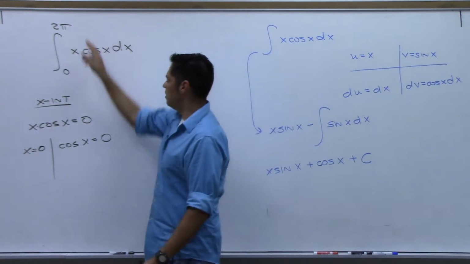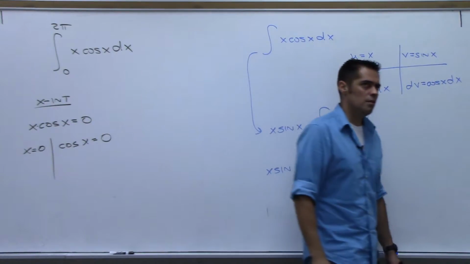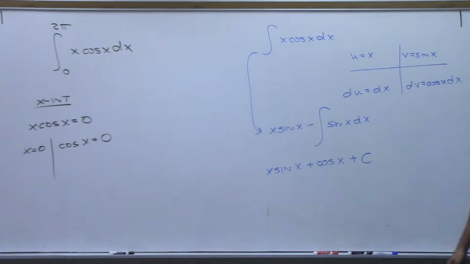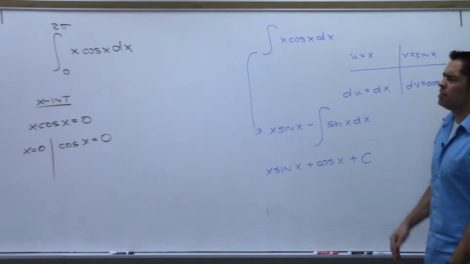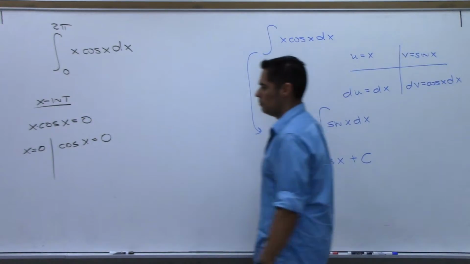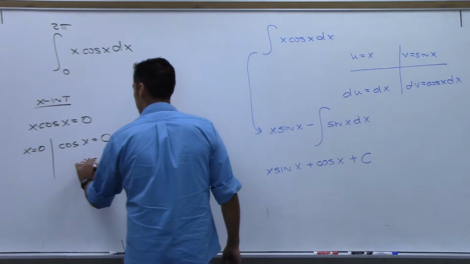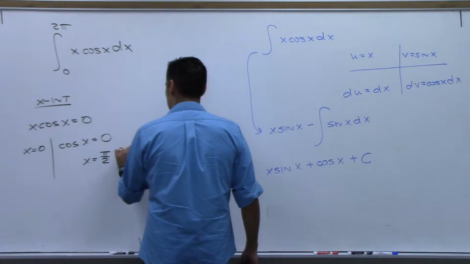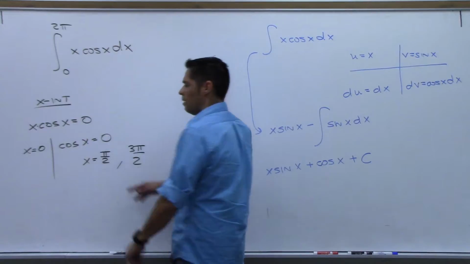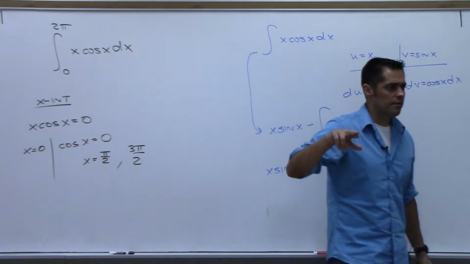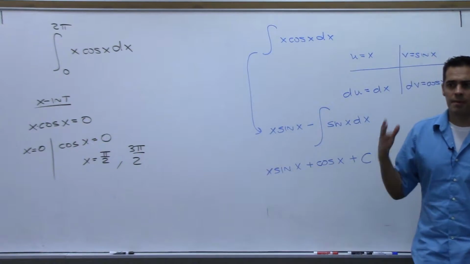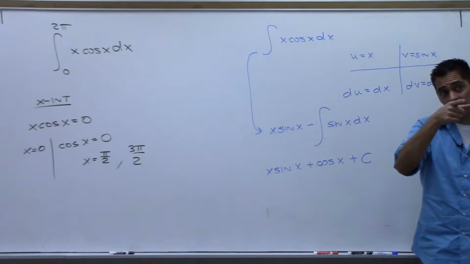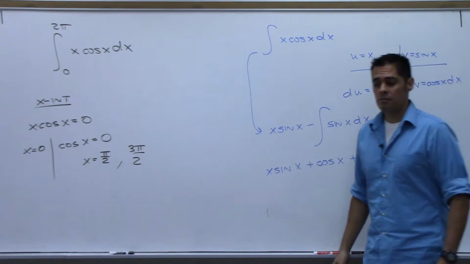So what are the only places that cosine is 0 between 0 and 2 pi? If x is pi over 2 and 3 pi over 2. The only places on the cosine curve where you get 0 are at pi over 2 and 3 pi over 2. So those are the x-intercepts.